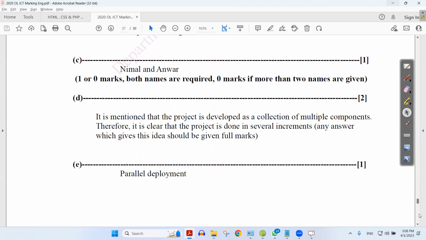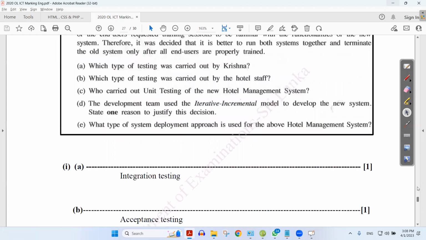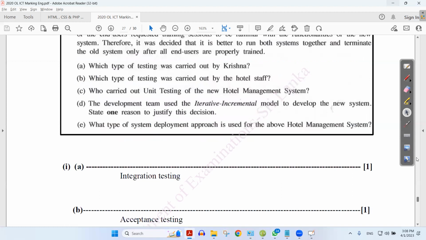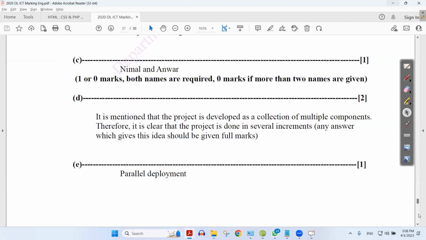And in the fourth one, they asked about this particular development model. It is considered to be the rapid development model, isn't it? Iterative incremental model. So justify that decision, right? So what we can say is they are creating the project as a collection of multiple components. It is the only clue that we can recognize. This is not the waterfall, so I'm taking it to be the iterative incremental model. This is the answer that they are expecting, but not in the same words. Somehow you have to justify this is the iterative incremental model.